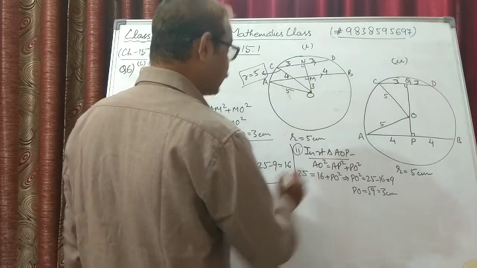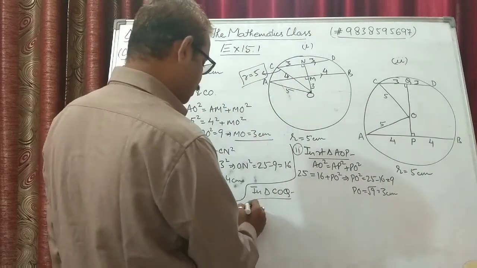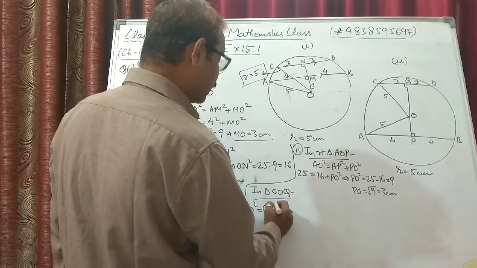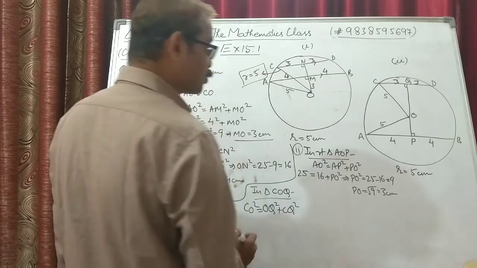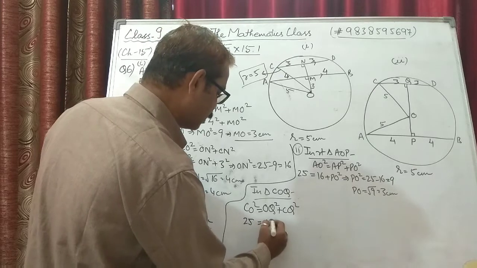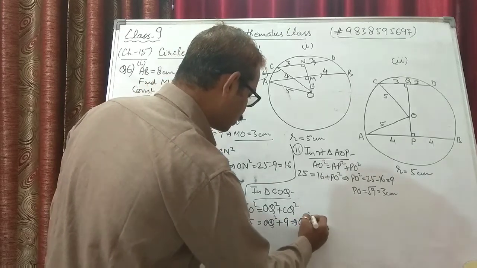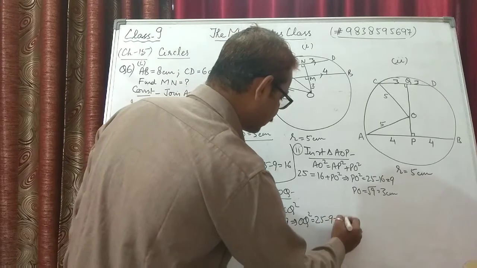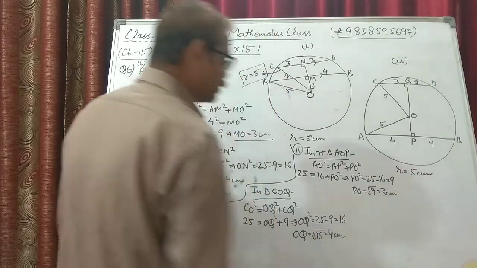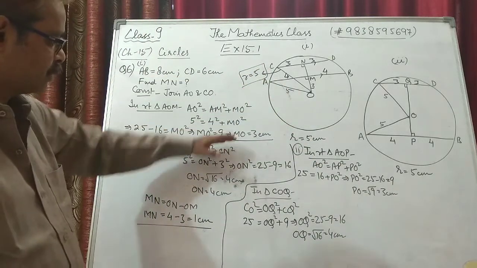Similarly, in the next triangle, triangle COQ, CO squared is equal to OQ squared plus CQ squared. CO is 5, so I am writing 25 because of the square. OQ we have to find, OQ squared, plus CQ is given as 3, so 3 squared is 9. This implies that OQ squared is 25 minus 9, that is 16. It means OQ comes to be root 16, or 4 centimeters. So you can see the values are coming the same because all the values given here are the same.